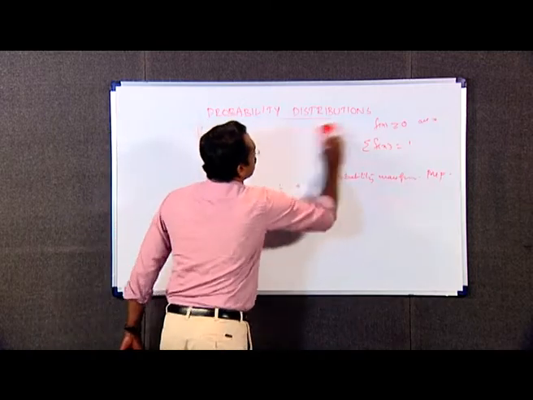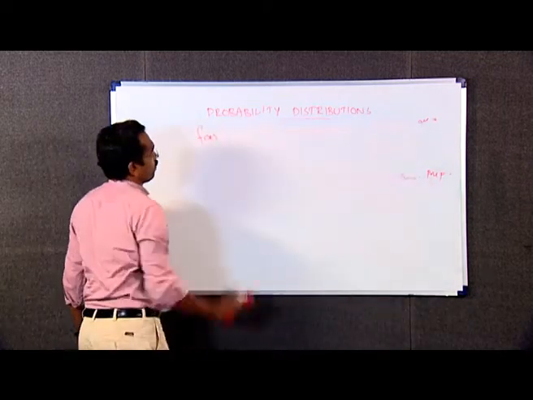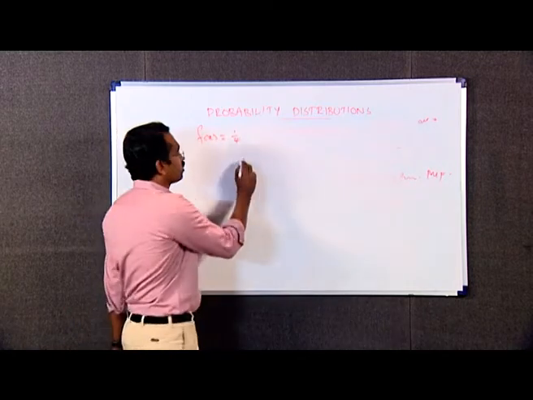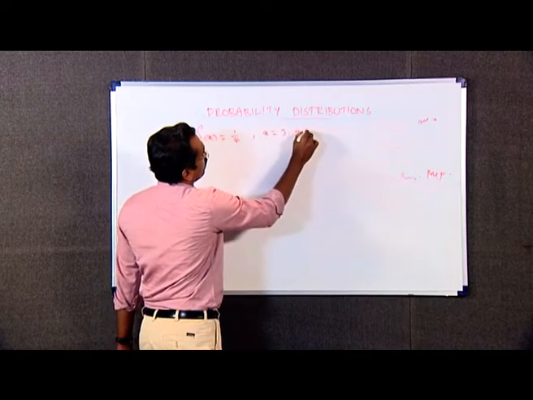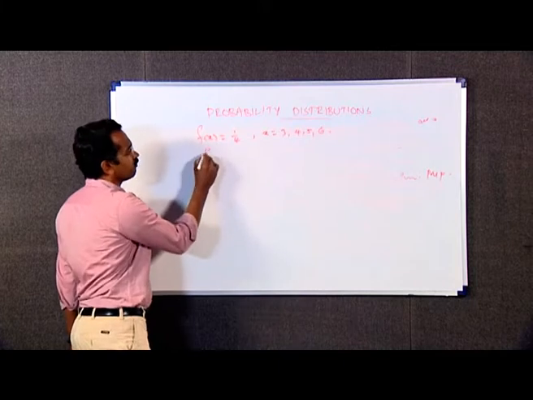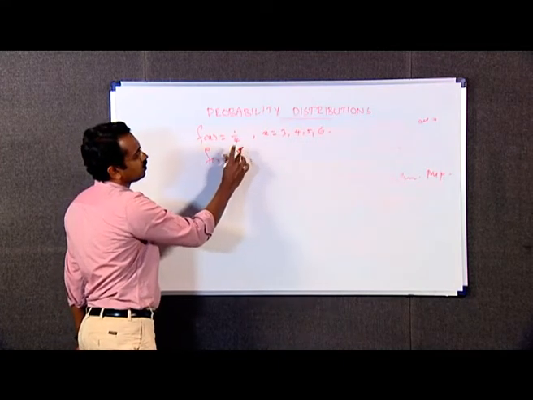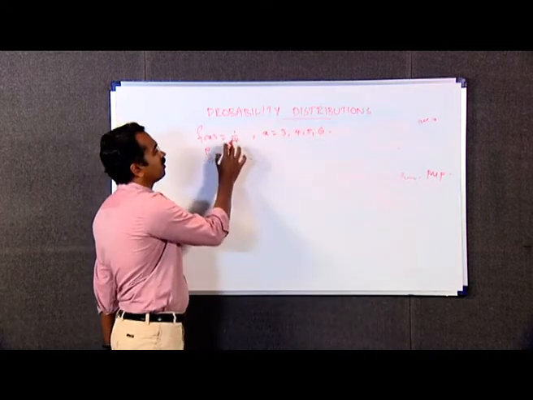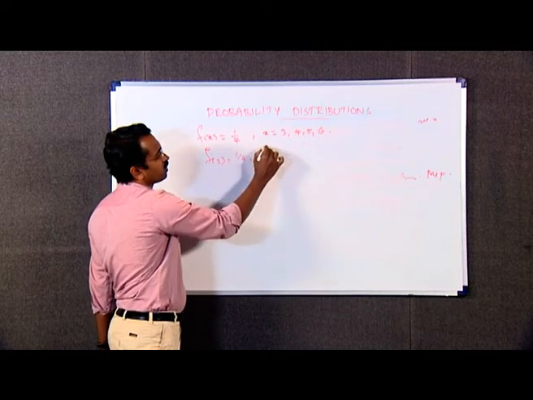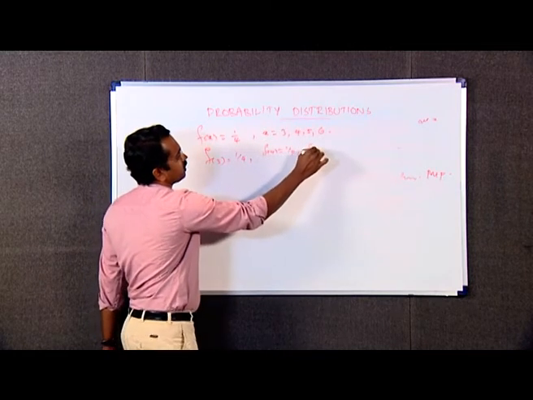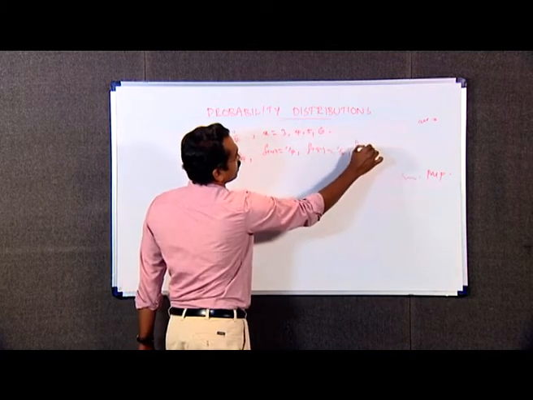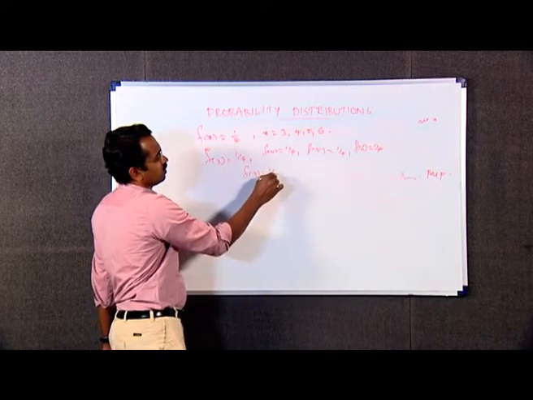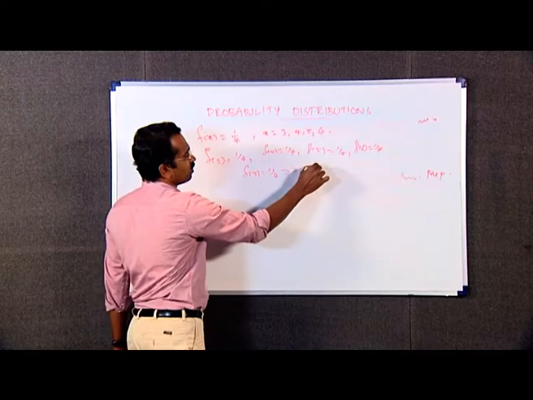Consider another example. f of x is equal to 1 by 4 for x equal to 3, 4, 5 and 6. Here f of 3 is equal to 1 by 4, because f of x equal to 1 by 4 is a constant function. Therefore, f of 3 equal to 1 by 4, f of 4 equal to 1 by 4, f of 5 equal to 1 by 4 and f of 6 also equal to 1 by 4. 1 by 4 is greater than 0. Therefore, f of x is greater than 0 for all values of x.